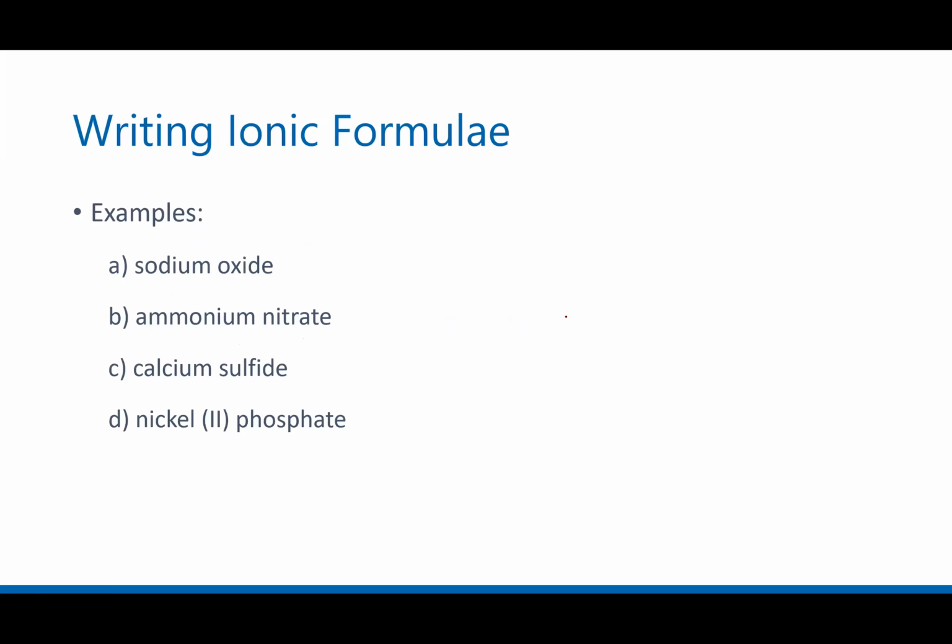So here we go. Step number 1. For each one of these, I need to write the cation. Well, sodium is pretty easy. Sodium is Na. Calcium is Ca. Nickel is Ni. Ammonium, though, I haven't really seen that before. Ammonium, that's not an element. There's no element called ammonium.